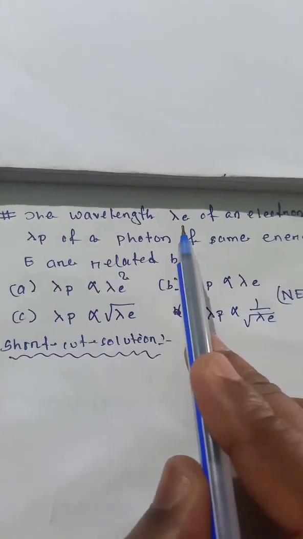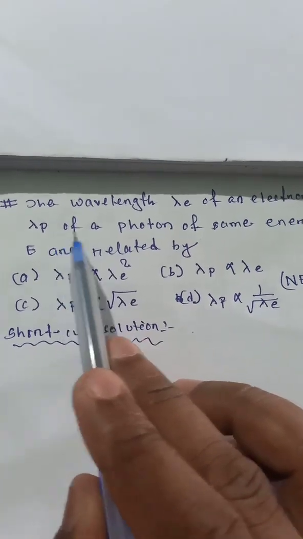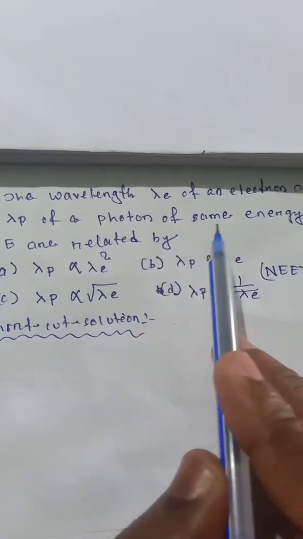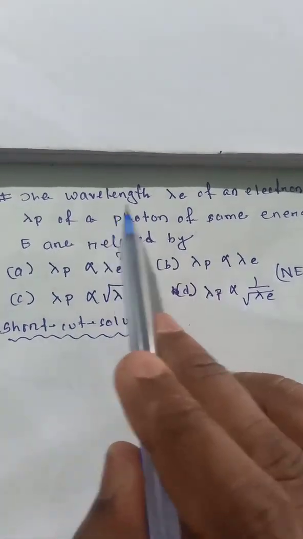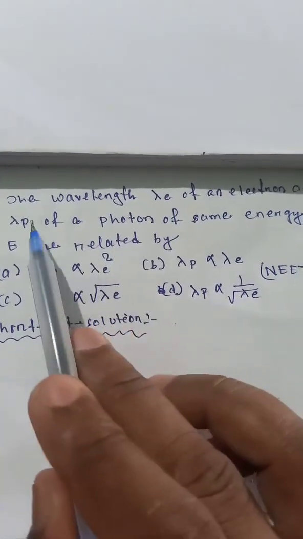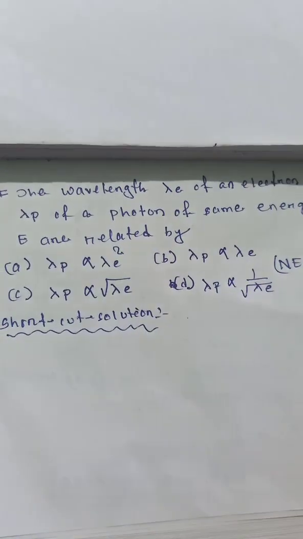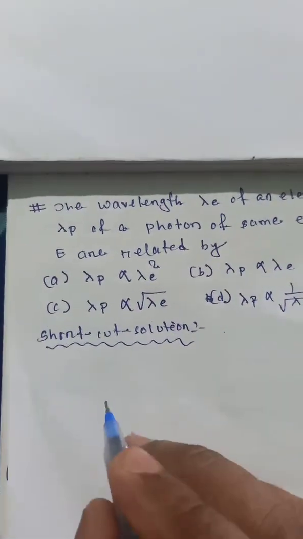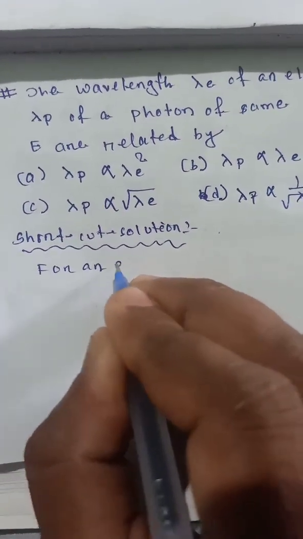The wavelength lambda_e of an electron and lambda_p of a photon of the same energy E are related by which of the following? So the wavelength of an electron and the wavelength of a photon of the same energy are related to dash.